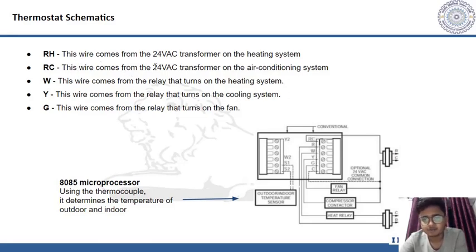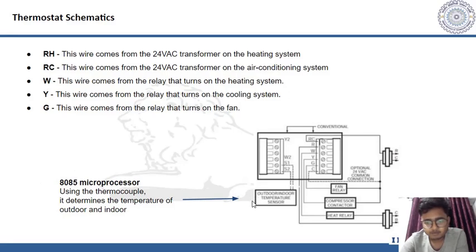The RH wire comes from the HVAC system, that is the 24 volt AC transformer on the heating system, and the RC wire comes from the 24 volt AC transformer on the air conditioning system. The W wire comes from the relay that turns on the heating system. Here is the heat relay, and the Y wire comes from the relay that turns on the cooling system. So there are different wires for heating and cooling, and it switches on and off with respect to whatever temperature we need. And the G wire comes from the relay that turns on the fan.